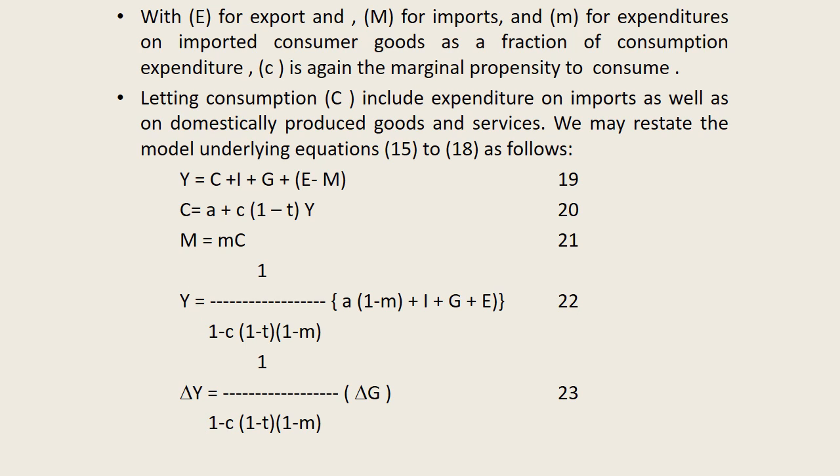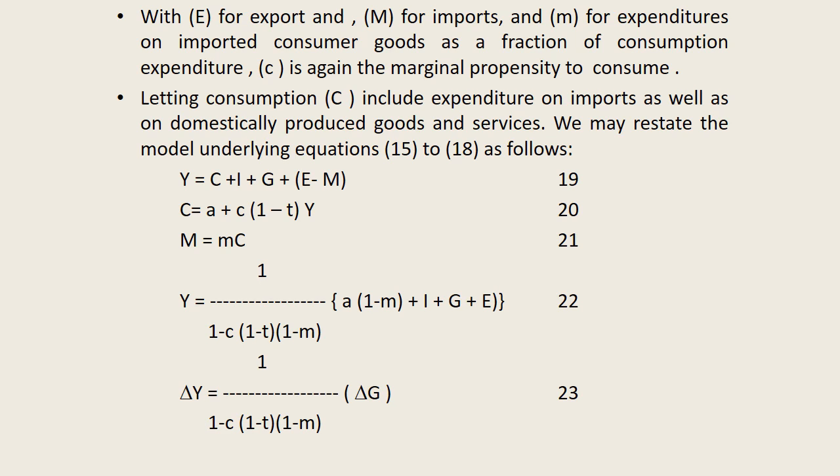Income in this case equals 1 over 1 minus C multiplied by 1 minus T multiplied by 1 minus M, all multiplied by A multiplied by 1 minus M plus I plus G plus E. Note that the first amount, which is 1 over 1 minus C multiplied by 1 minus T multiplied by 1 minus M, is the multiplier.